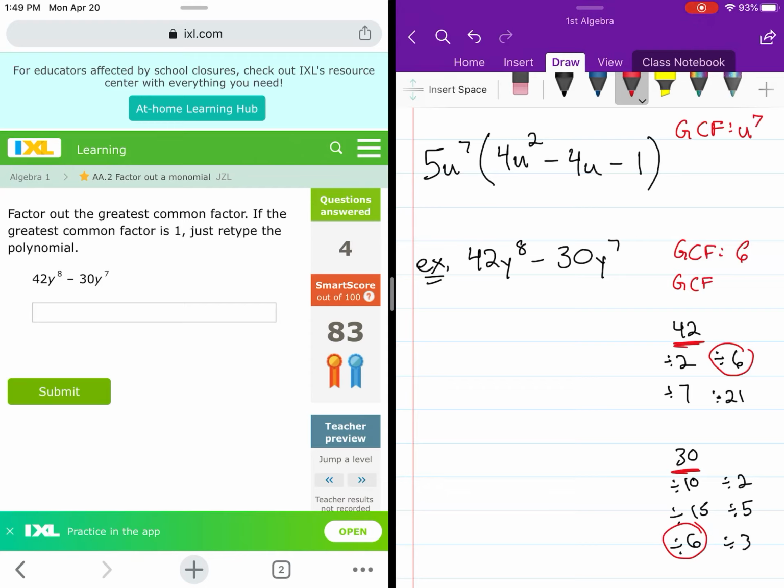And for the variable, my greatest common factor will be y of 7, because I can divide a total of 7 out of both of them. So I'm going to have 6y to the power of 7, open a parentheses. 42 divided by 6, that is 7. If I had y to the power of 8 and I took 7 of them away, or divided them out, that means I have just 1 left.